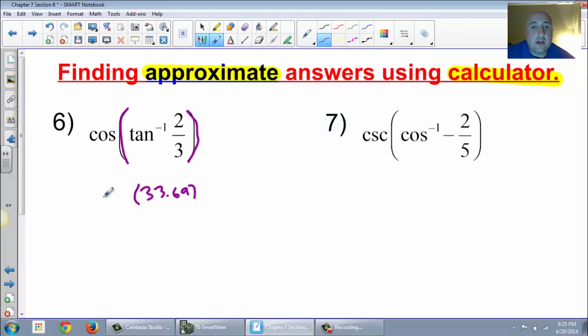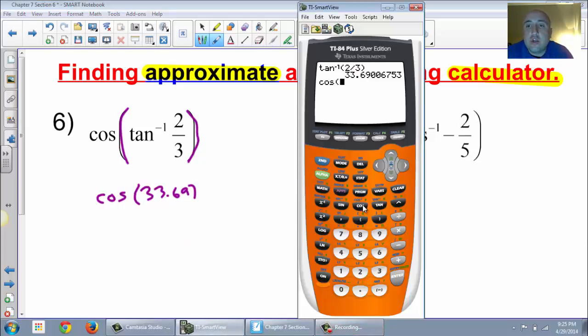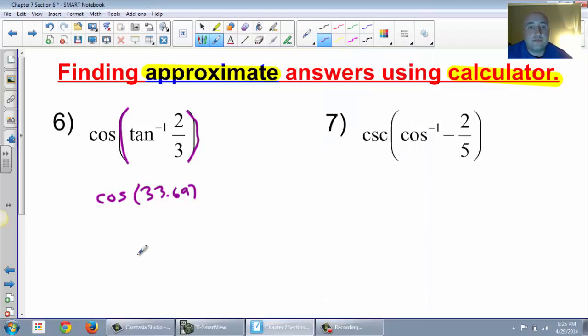33.69. And now what does it want the answer of? So now it wants the cosine of 33.69. So I'm going to go back. Cosine of 33.69 has an answer of 0.832. There's my approximate answer. Decimals are approximates.